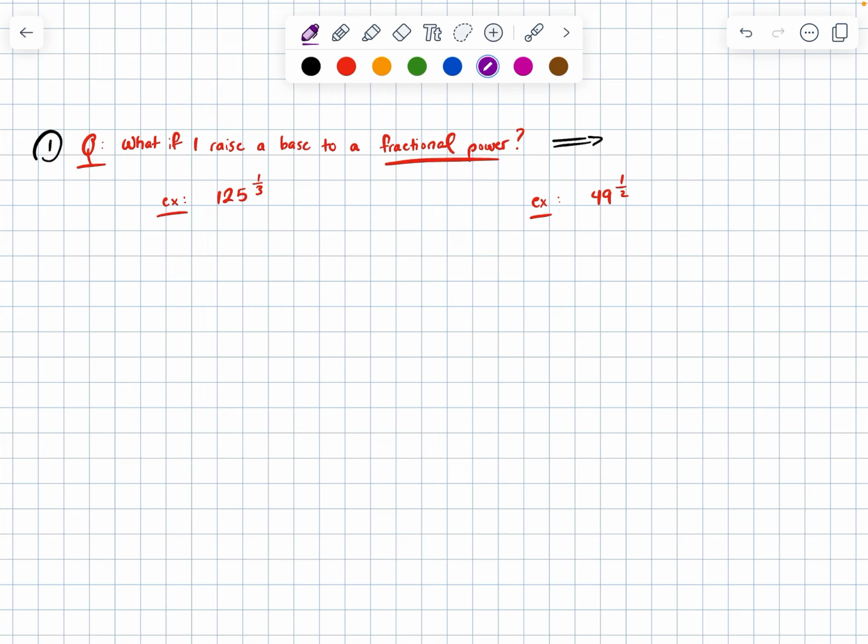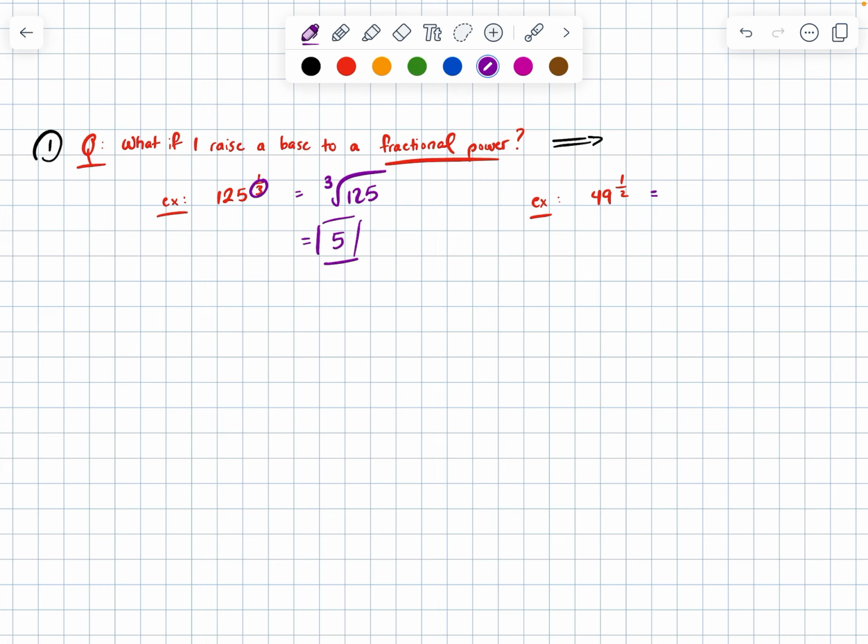And stop. I know from last time that if I have a denominator of a fraction, what that really tells me is that that number is becoming the index of a radical. So 125 to the power of 1 over 3, the 3 becomes the index. I'm taking the cube root of 125. I want a number that multiplies by itself 3 times to get to 125. That number is positive 5, right? Because 5 times 5 times 5 is equal to 125.